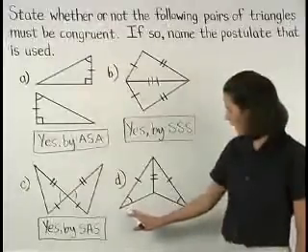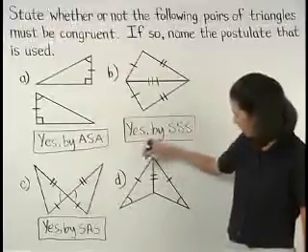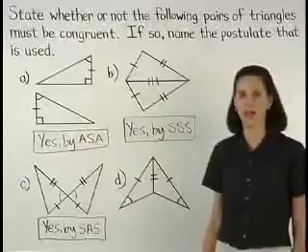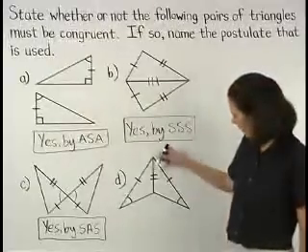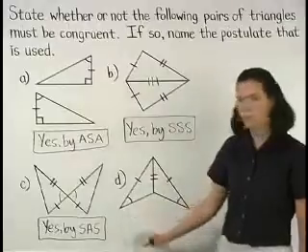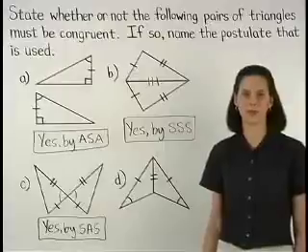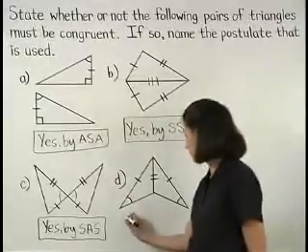But notice that the angle in each triangle is not included between the two sides. So we cannot use side, angle, side. Instead, we have side, side, angle, which is not one of our postulates for proving that triangles are congruent. So we say that no congruence can be determined.